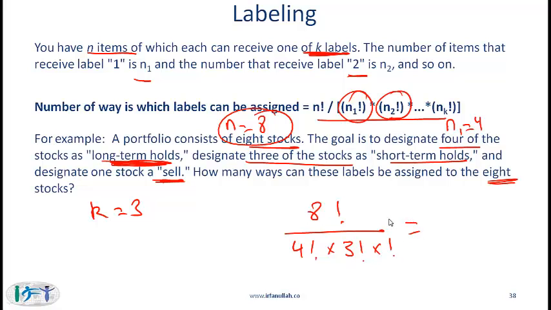Now if you solve this on the calculator, you can simply type in 8 factorial divided by 4 factorial times 3 factorial. 1 factorial is simply going to be 1. If you do this, what you should get is 280. So that is the number of ways in which you can assign labels to 8 stocks.